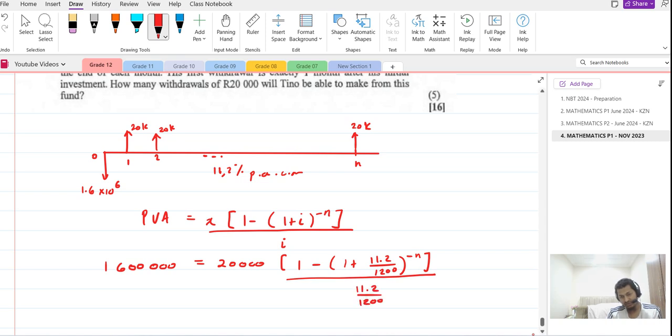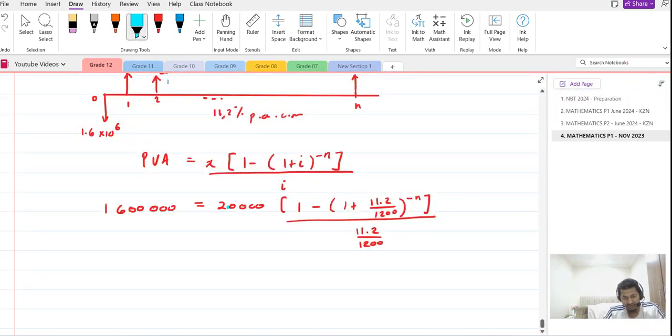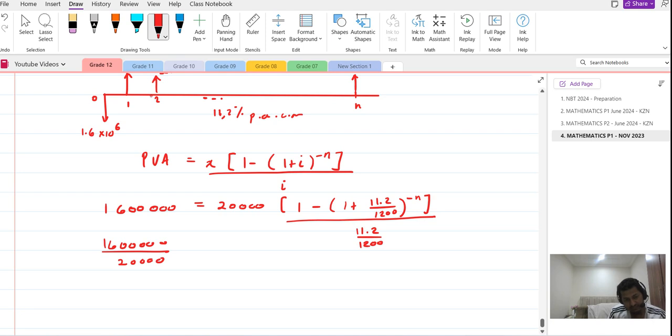Now because we're solving for n, we probably need to use logs, and it looks like we can take out 4 zeros here and 4 zeros there. Why do we take out the 4 zeros? Because we're dividing by 20,000 on both sides. Let's divide and then multiply by this. See what we need to do? 1,600,000 divided by 20,000 and multiplied by 11.2 over 1200, so we can get a number on this side.